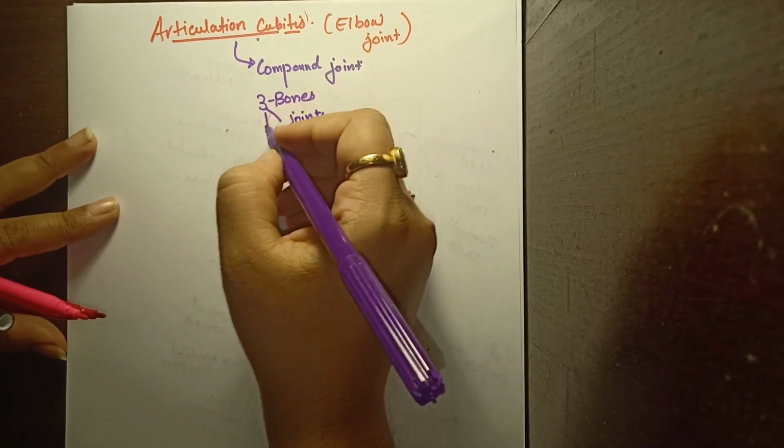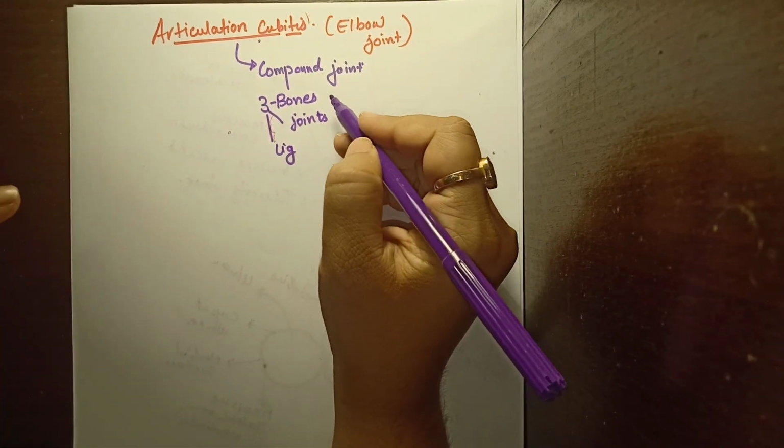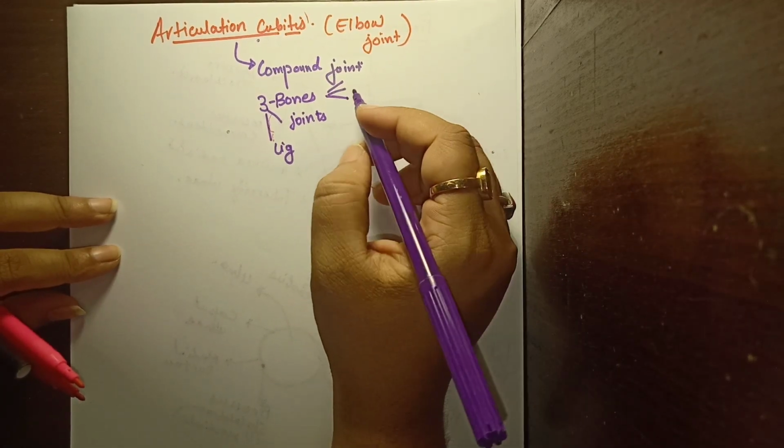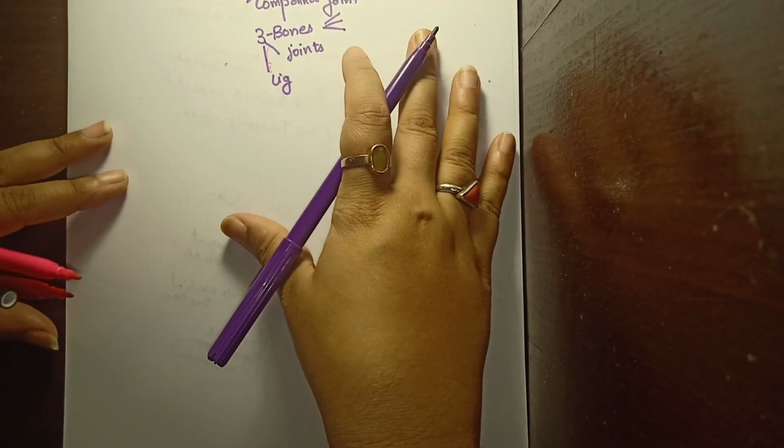Okay, so here we have 3 bones, 3 joints, and 3 ligaments. What are the 3 bones? The humerus, ulna, and radius. The 3 joints I will tell you, and the 3 ligaments I will tell you after.